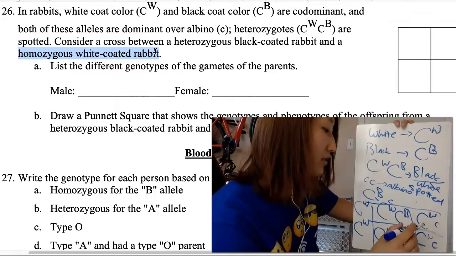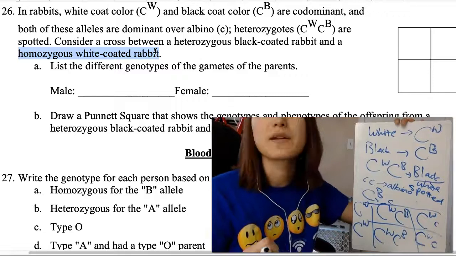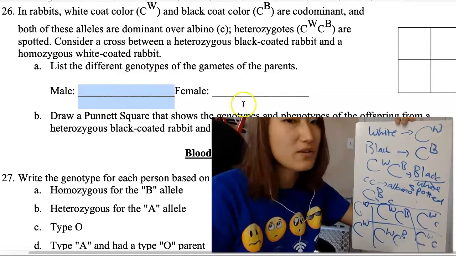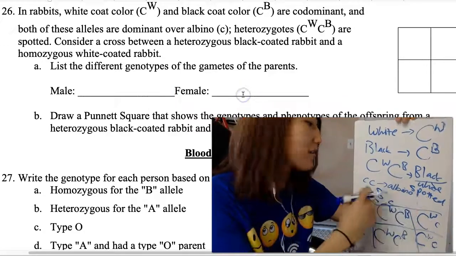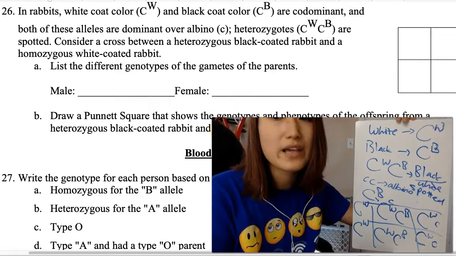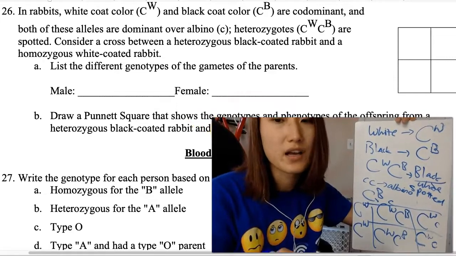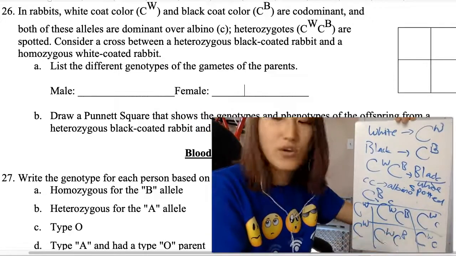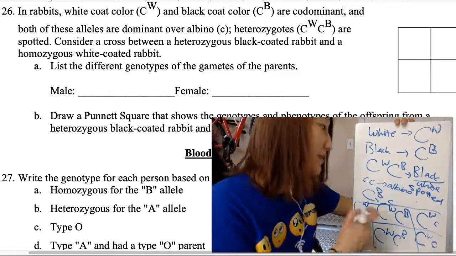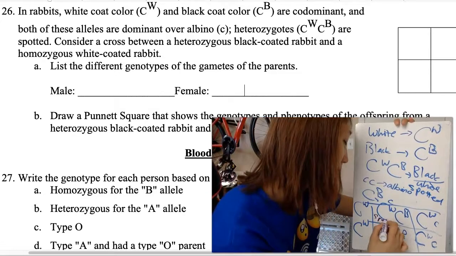Okay, hopefully yours looks so much better than mine. All right. So the genotype of the parents, we don't know which one is male, which one is female. I screwed up. It's either one, okay? Now you draw the Punnett square and you need to show the genotype and the phenotypes of the offspring. All right, so we already showed all the genotypes. Now let's take a look at the phenotypes. CWCB will give you little spotted rabbits.